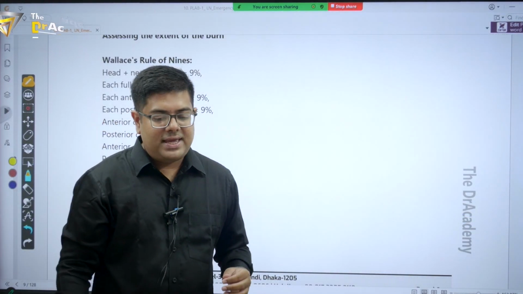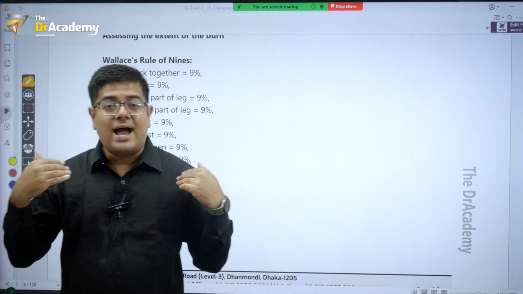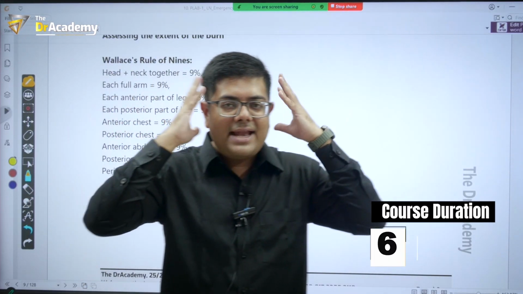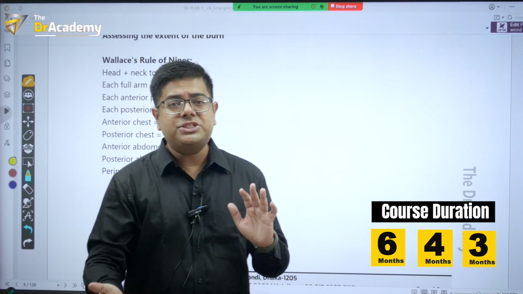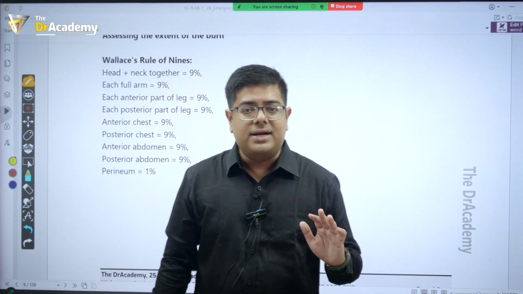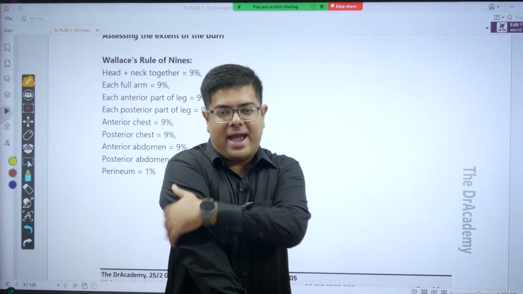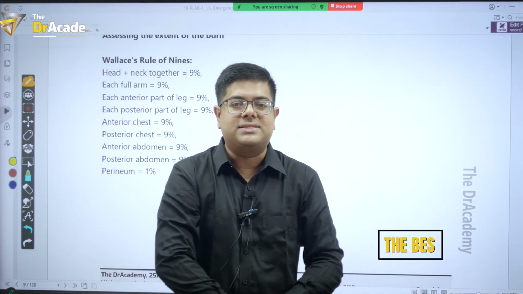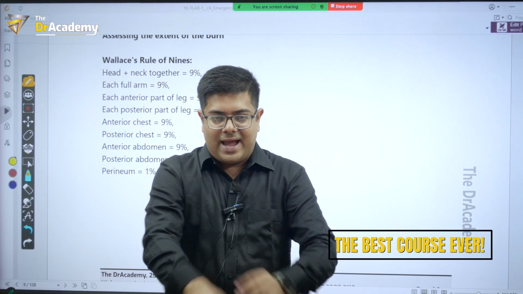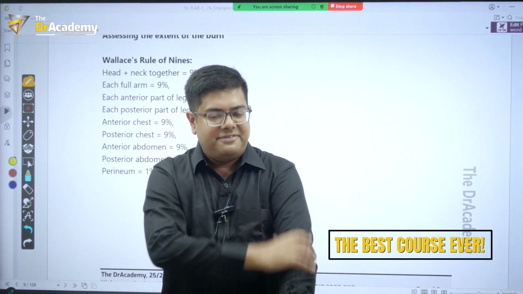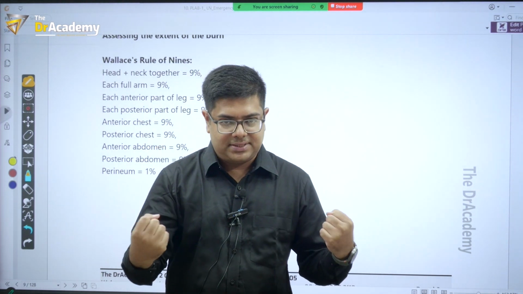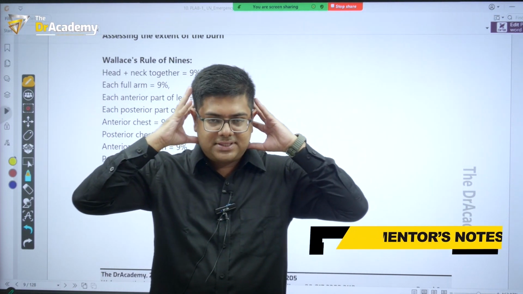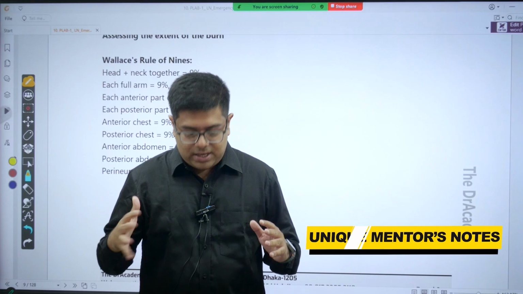Portions of our body divided in 9 percentage. So head and neck altogether 9%. Each full arm altogether 9%. Front part, back part. Total one arm is 9%. Right arm 9%, left arm 9%. So we can say the upper limb is total 18%. Head and neck 9%. Then comes the legs.